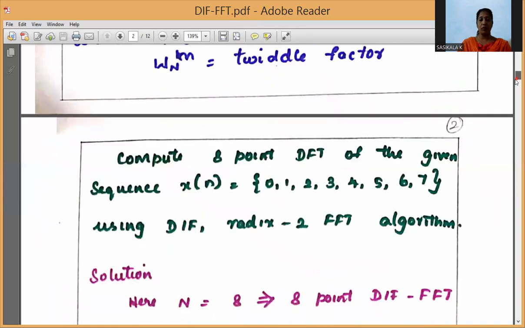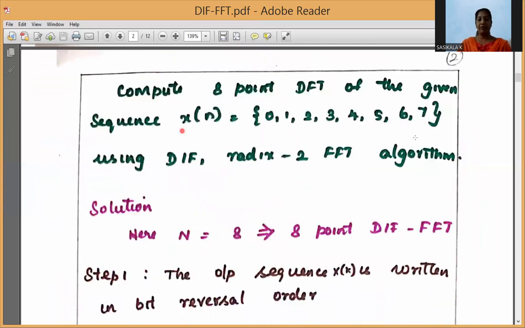Now, we'll go to the problem. Compute 8-point DFT of the given sequence small x of n is equal to 0, 1, 2, 3, 4, 5, 6, 7 using DIF radix 2 FFT algorithm. So here the number of sequence is 8, that is 0, 1, 2, 3, 4, 5, 6, 7 is the given sequence. So the total number of input sequence is 8. So here n is taken to be 8, that is 8-point DIF has to be calculated. So we'll go to the steps.